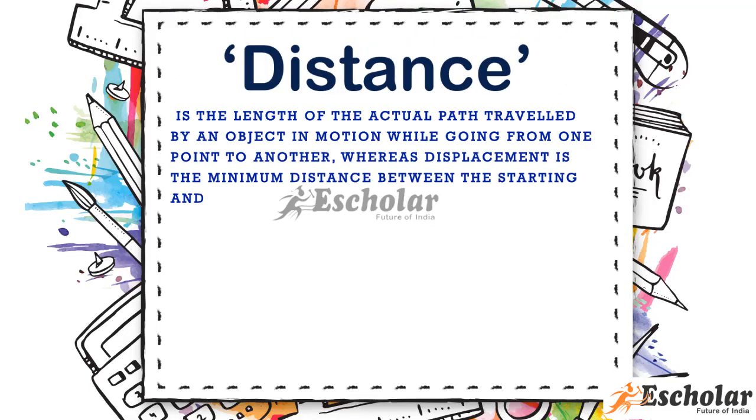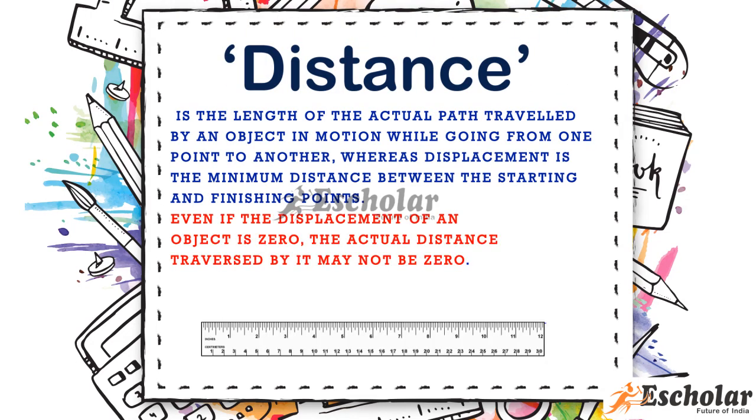Distance is the length of the actual path traveled by an object in motion while going from one point to another, whereas displacement is the minimum distance between the starting and finishing point. Even if the displacement of an object is zero, the actual distance traversed by it may not be zero.